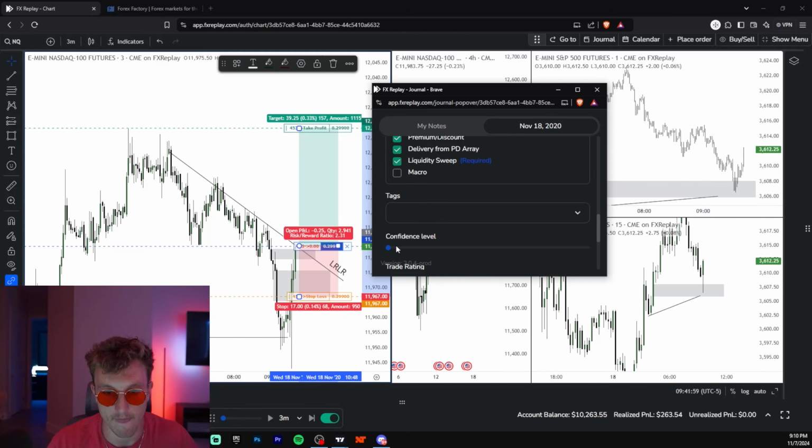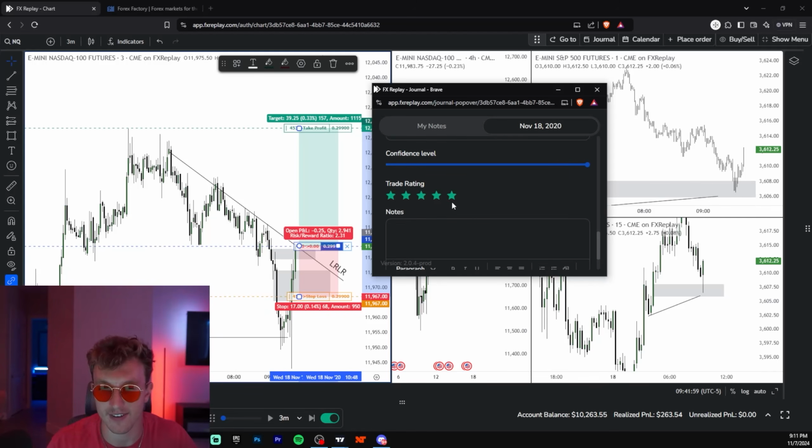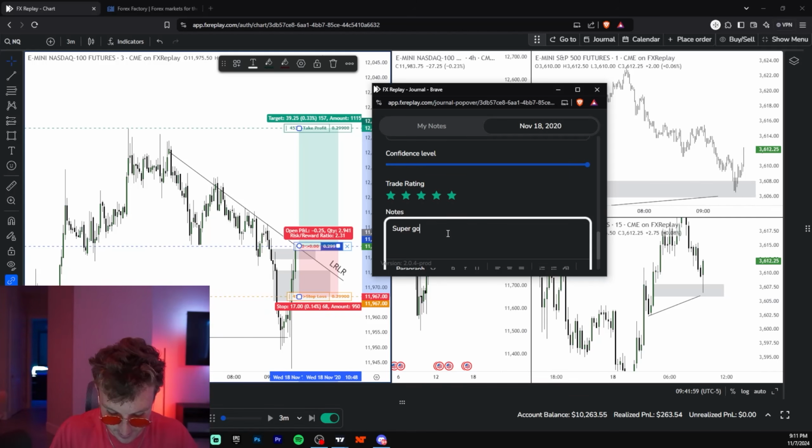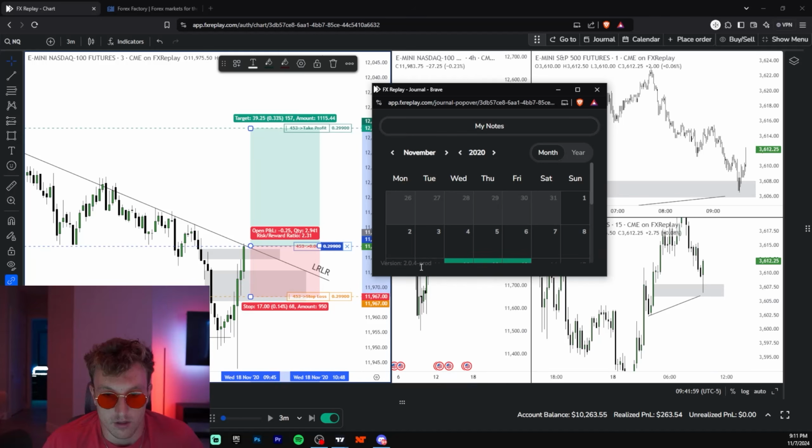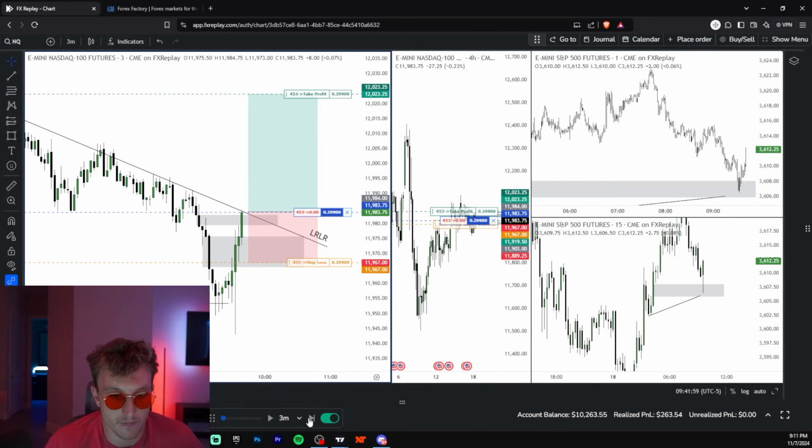Macro, no. Confidence, I feel pretty confident about this one. Super good engineered liquidity. Super confident. All right, let's see what happens.